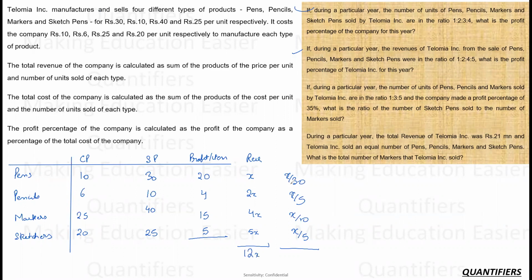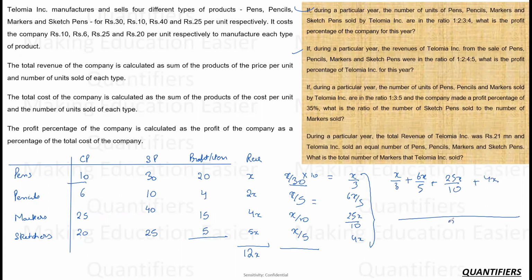The total cost price would be items manufactured into the cost price, so x by 30 into 10, that would be x by 3. This would be x by 5 into 6, 6x by 5, x by 10 into 25. This would be x by 5 into 20, 4x, right? So total cost price in this case would be x by 3 plus 6x by 5 plus 25x by 10 plus 4x, right? So that is 10x plus 36x plus 75x plus 120x over 30, right?